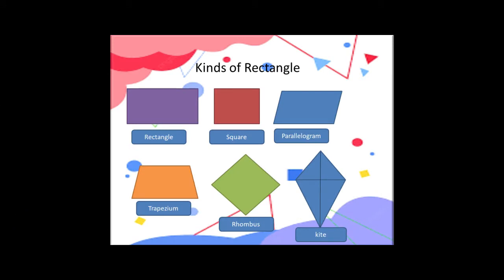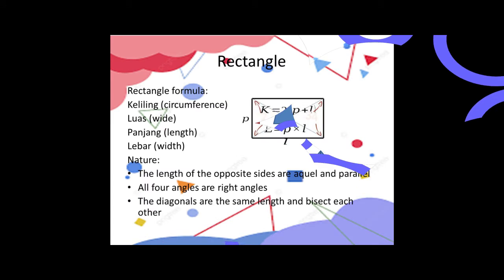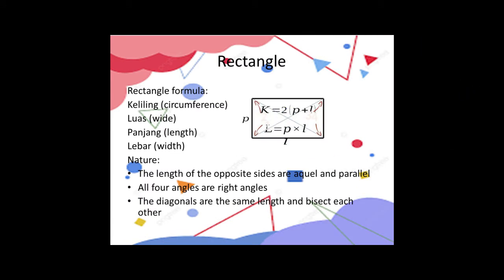Kinds of quadrilaterals: rectangle, square, parallelogram, trapezium, rhombus, kite. Rectangle formula: circumference equals 2 times (length plus width). Area equals length multiplied by width. Properties: 1. The opposite sides are equal in length and parallel. 2. All 4 angles are right angles. 3. The diagonals are the same length and bisect each other.